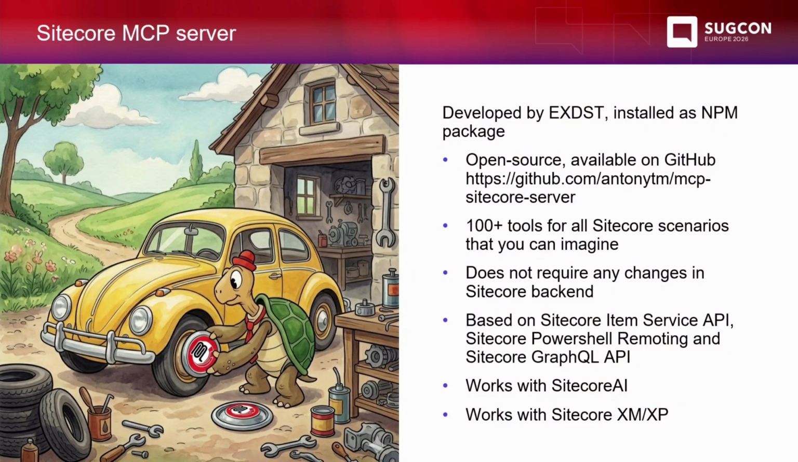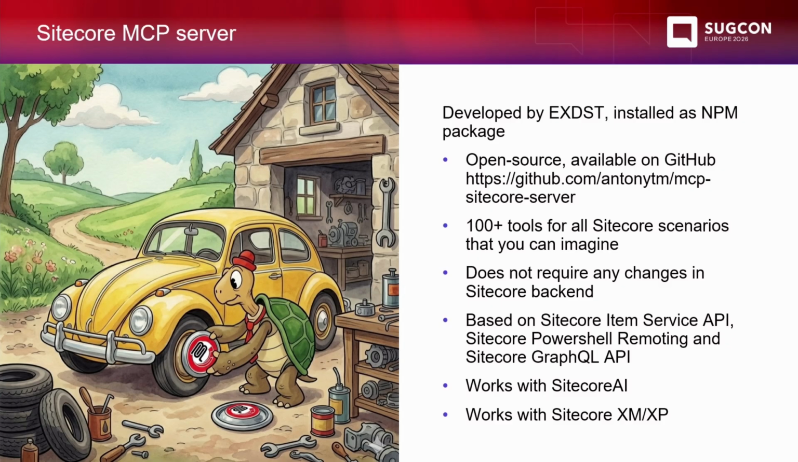Meanwhile, there is no need to do all the Sitecore work yourself. The Tortoise can delegate it to the AI agent, and all he needs to do is provide the right tools. For this purpose, in XDST about a year ago, we developed the Sitecore MCP server. It has over 100 tools for almost every Sitecore scenario you can imagine. It's based on the Sitecore Item Service API, PowerShell Remoting, and GraphQL API. So it doesn't need any additional code on your server. It's only necessary to enable these APIs.